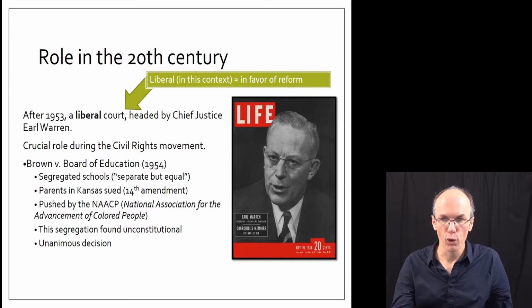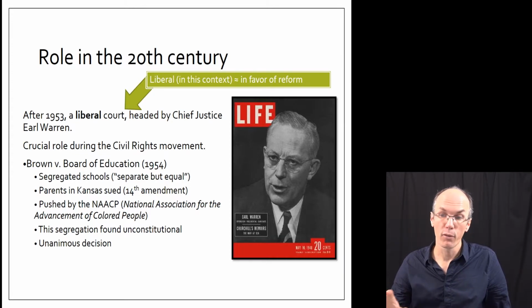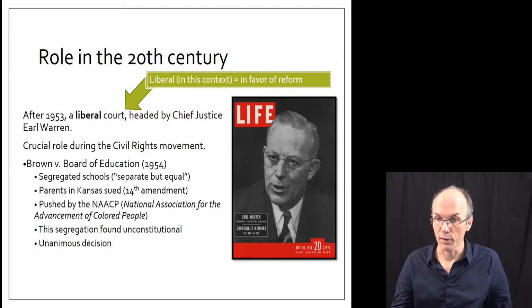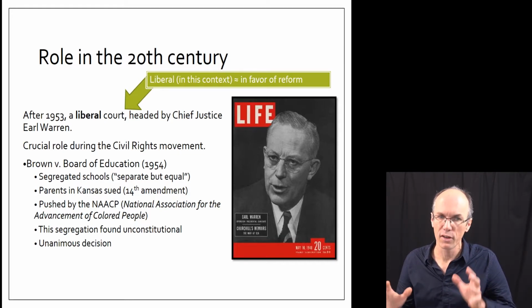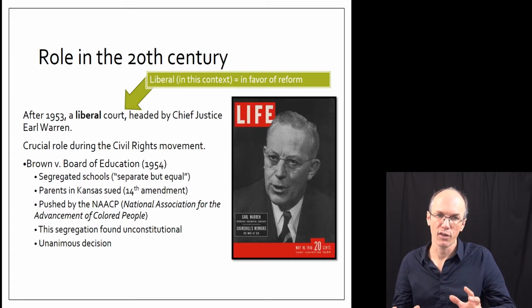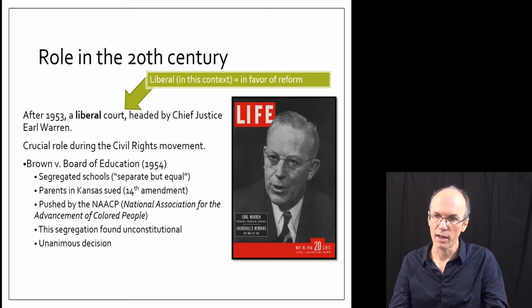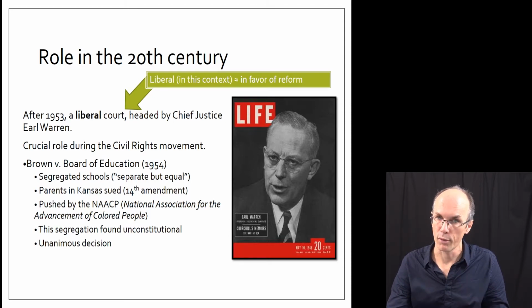And it played a crucial role during the Civil Rights Movement. In particular, the Brown v. Board of Education of 1954 was a reversal of Plessy v. Ferguson, in that it suggested that segregated schools were unconstitutional. And it was a unanimous decision. And this is probably the most significant decision by the US Supreme Court in the 20th century, reversing segregation. So you should know that name, Brown v. Board of Education, and you should also know Plessy v. Ferguson from the previous slide.